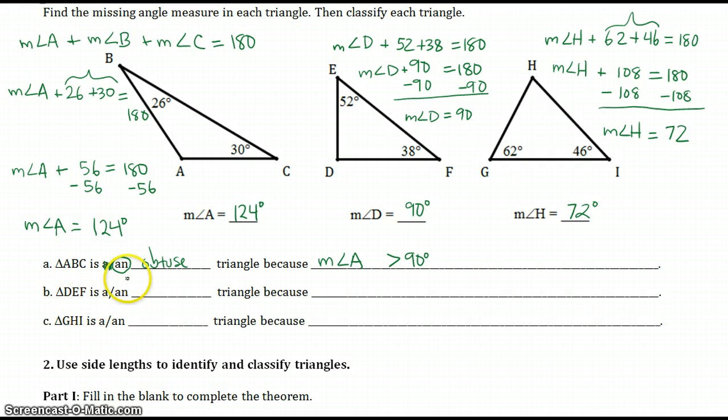Triangle DEF is a right triangle because the measure of angle D is exactly equal to 90 degrees. And triangle GHI is an acute triangle because all angles are less than 90 degrees.